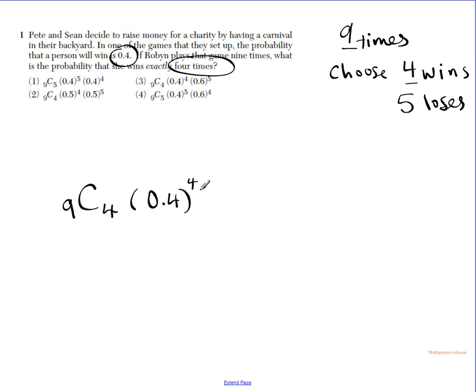And then the losses. Since she wins 4 times, how many times is she going to lose? 5, right? So it's going to be something to the fifth power. We know probabilities always add up to 1. So if the probability of winning is 0.4, 40%, what's the probability of losing? You simply subtract 0.4 from 1, and that gives you the probability of losing, which is 0.6. So here we're going to have 0.6 to the fifth power. This is basically how you break it up, and you can clearly see that the answer to number 1 is option 3.